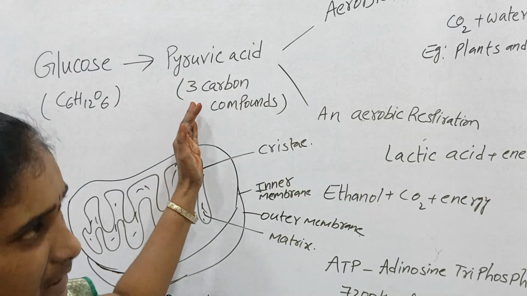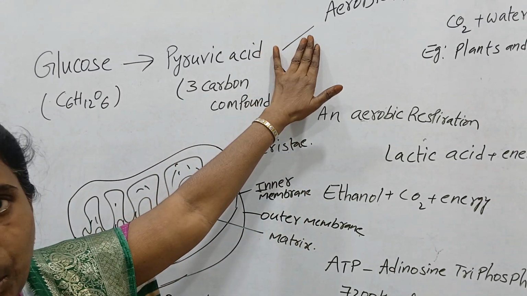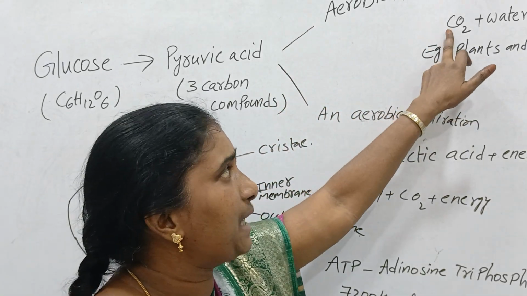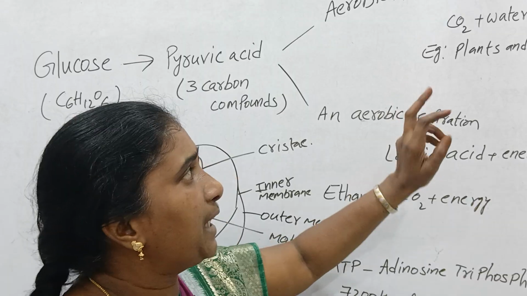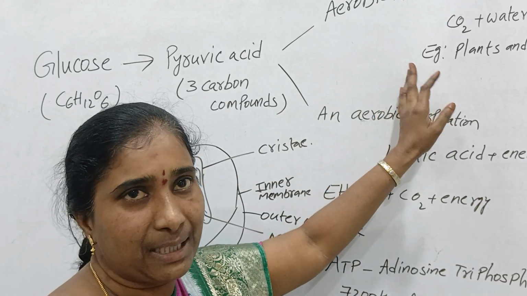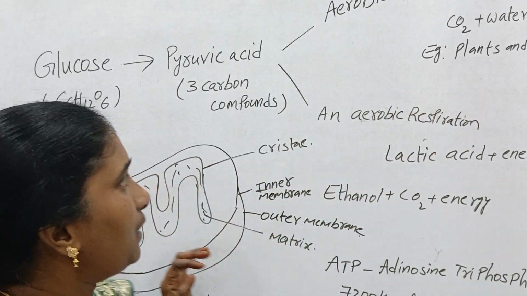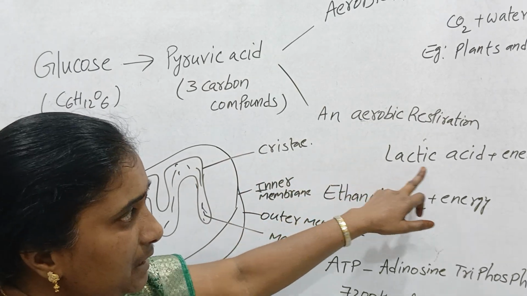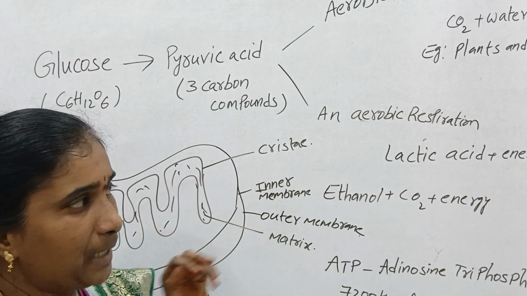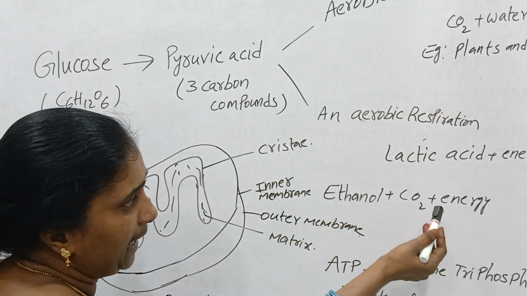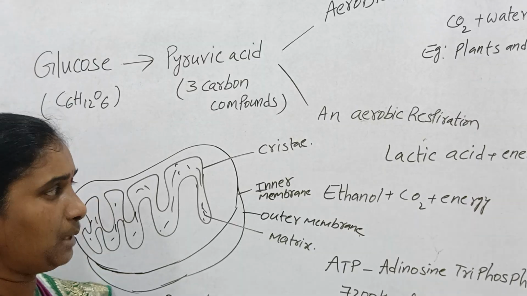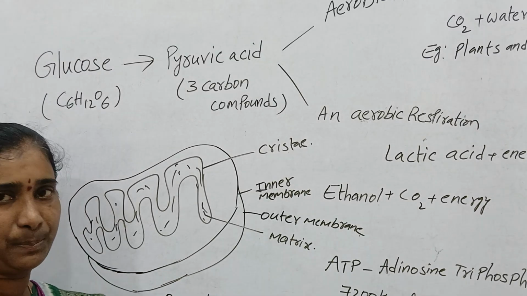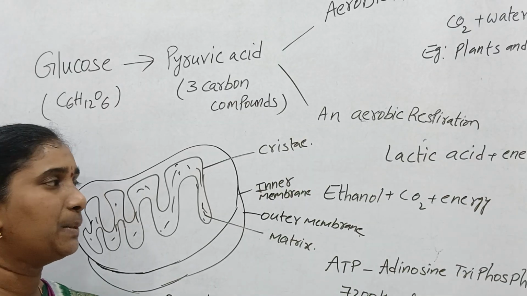After formation of pyruvic acid, if oxygen is available, cells undergo aerobic respiration. So if it is aerobic respiration, what are the end products? Carbon dioxide, water and energy are end products. This type of respiration mostly we can see in plants and animals. Okay. So now coming to anaerobic respiration. In anaerobic respiration, lactic acid and energy will be released in lactobacillus bacteria. Ethanol, carbon dioxide and energy will be released in some other microorganisms. So compared with aerobic respiration, in anaerobic respiration, very little energy will be released.